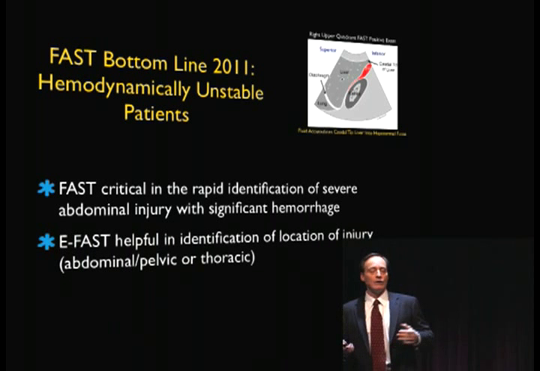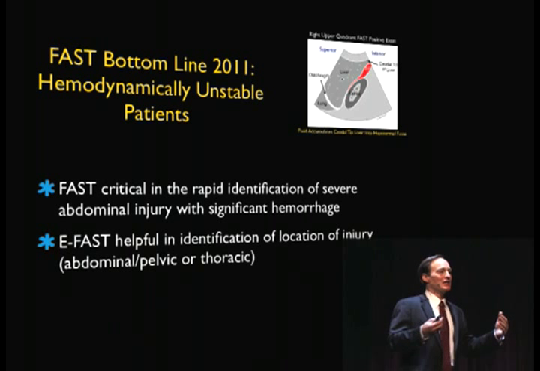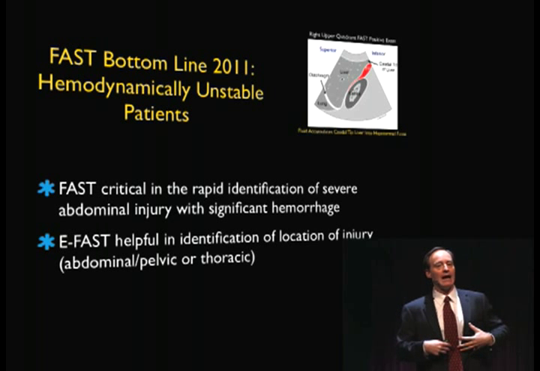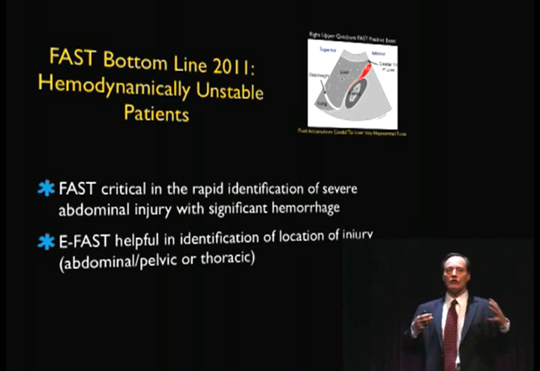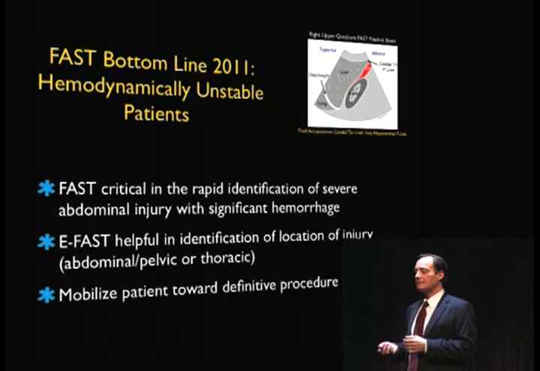The other thing is now that we've added on the extended FAST, looking into the chest cavity versus the abdominal cavity, now we have a better idea in terms of where the life-threatening hemorrhage is. Is it in the chest? Is it in the belly? Where do I need to focus my resuscitation efforts? Am I going to do a chest tube or call the surgeons for a laparotomy?